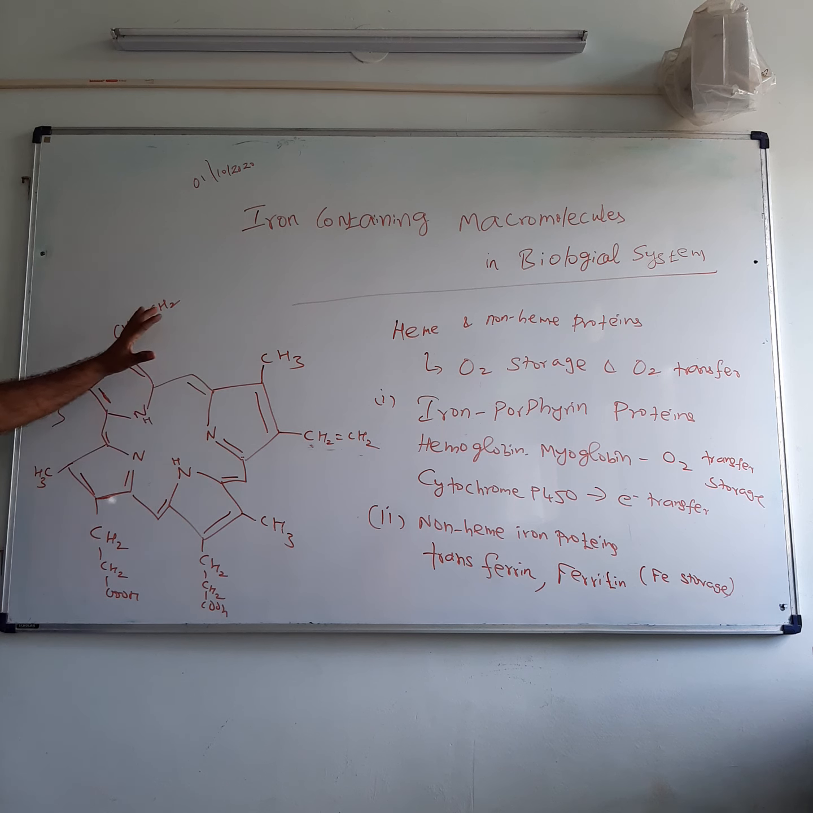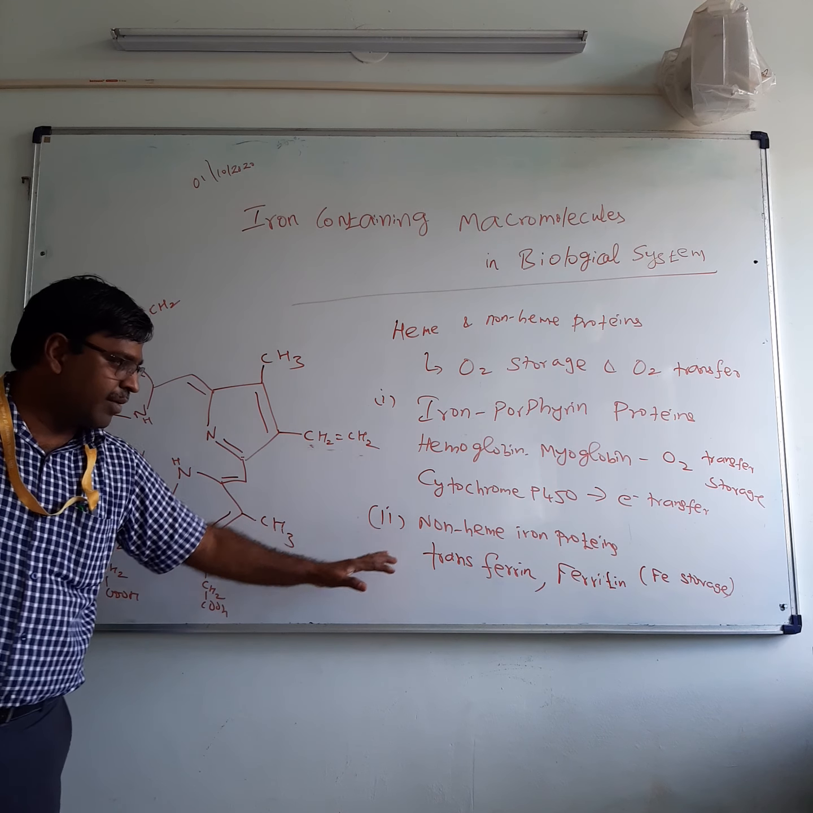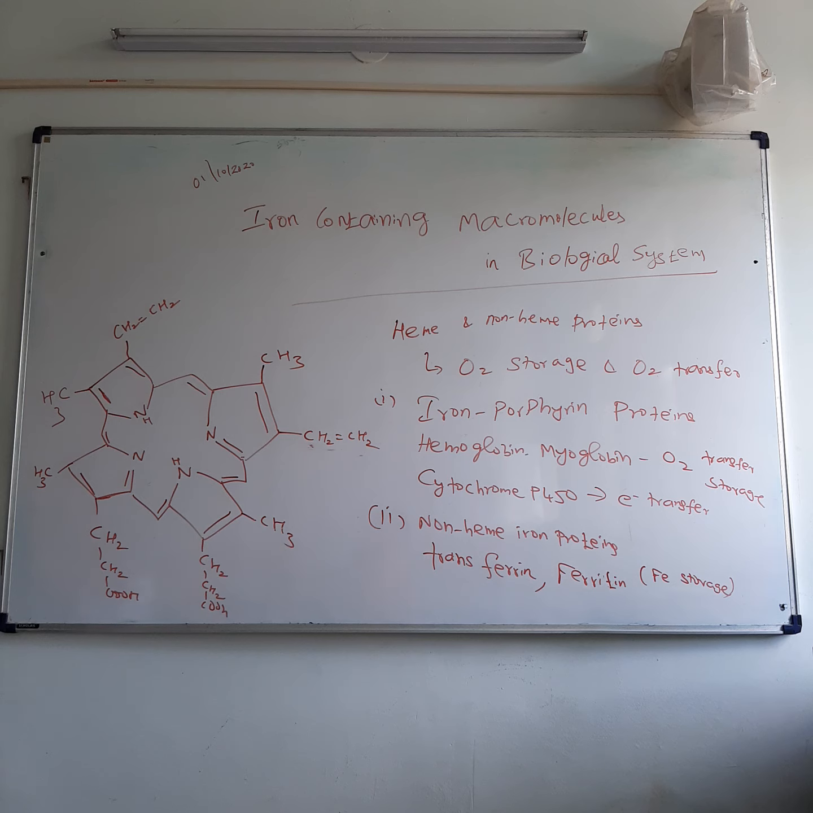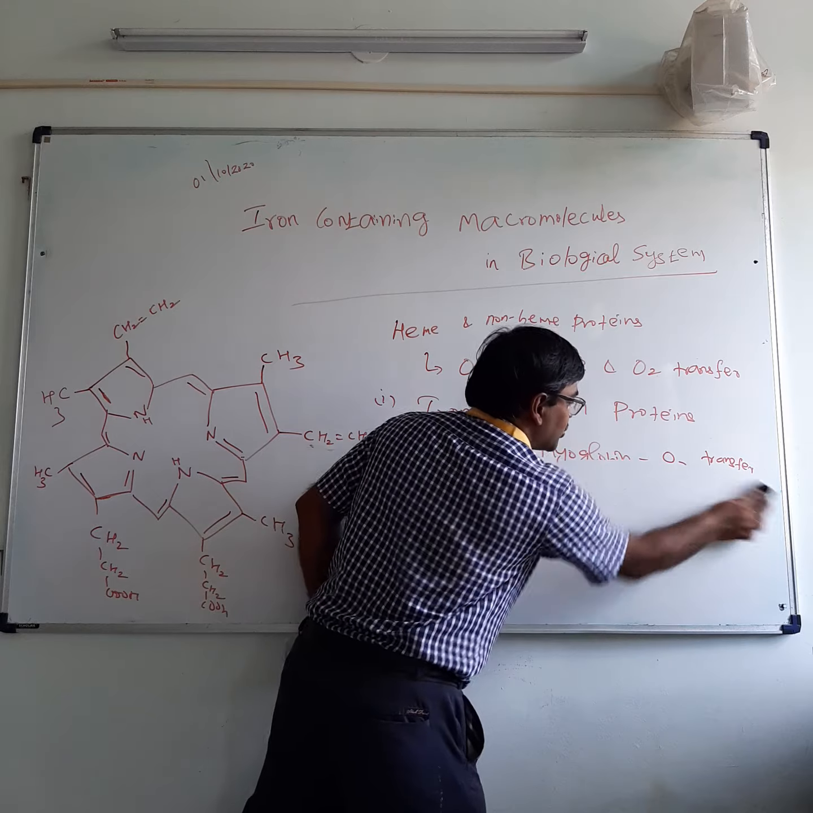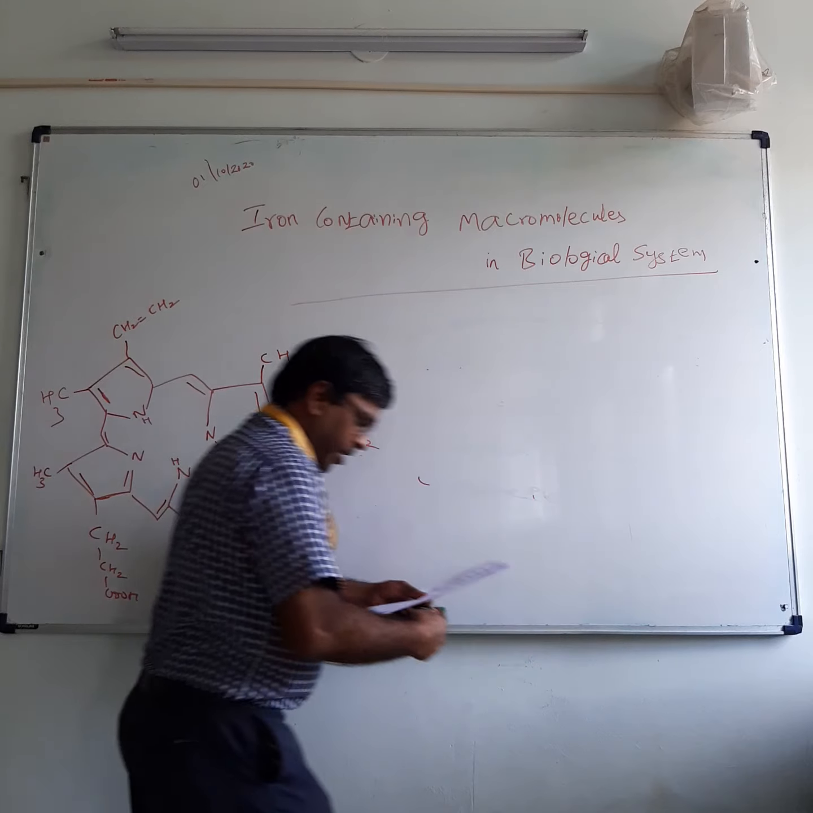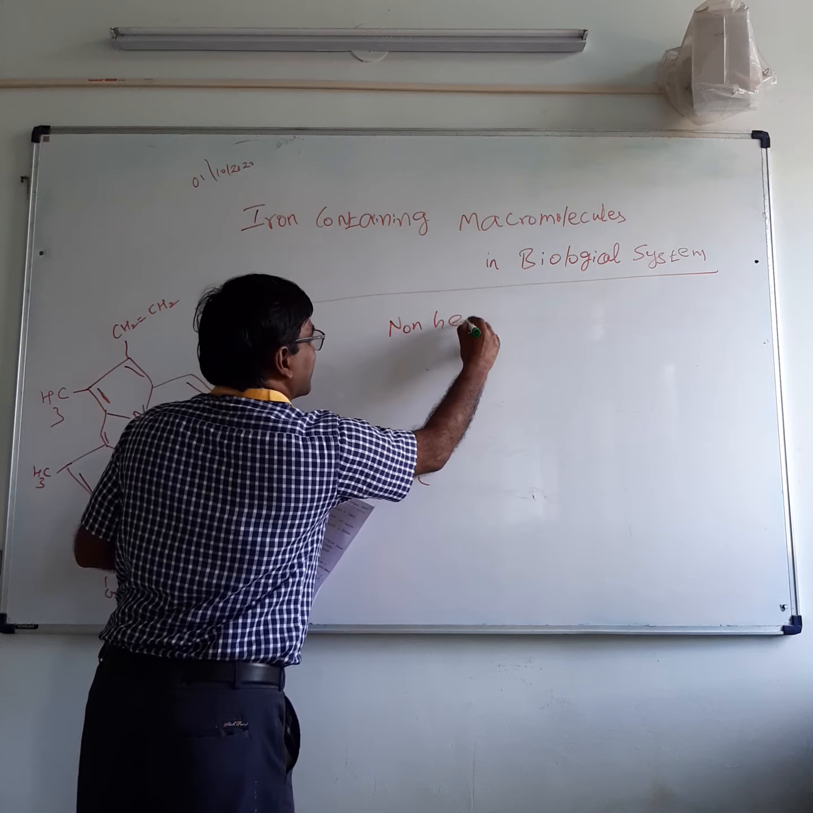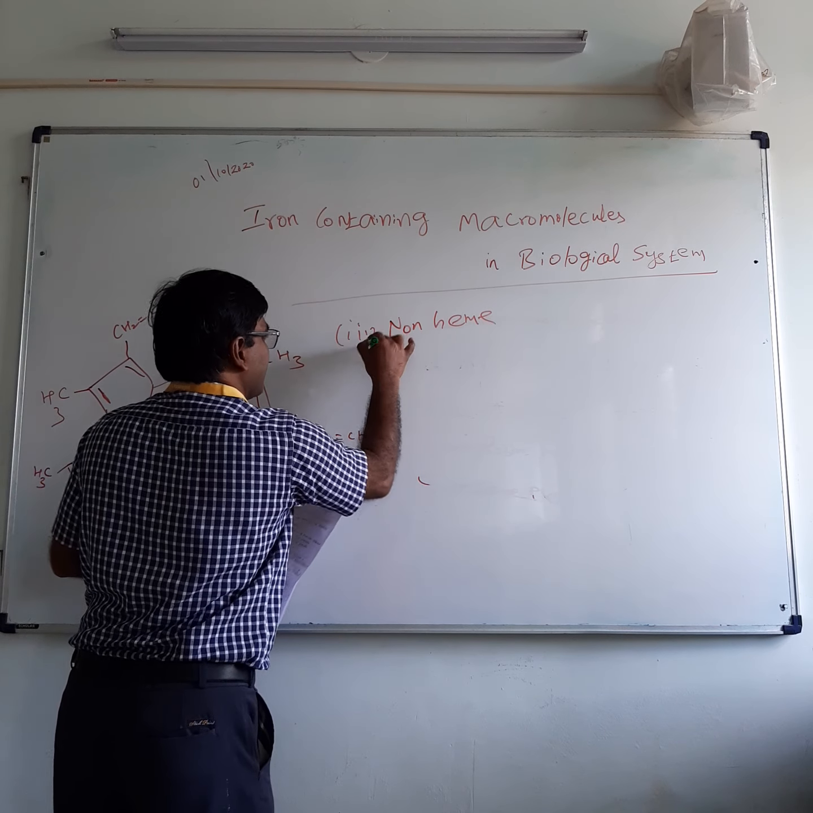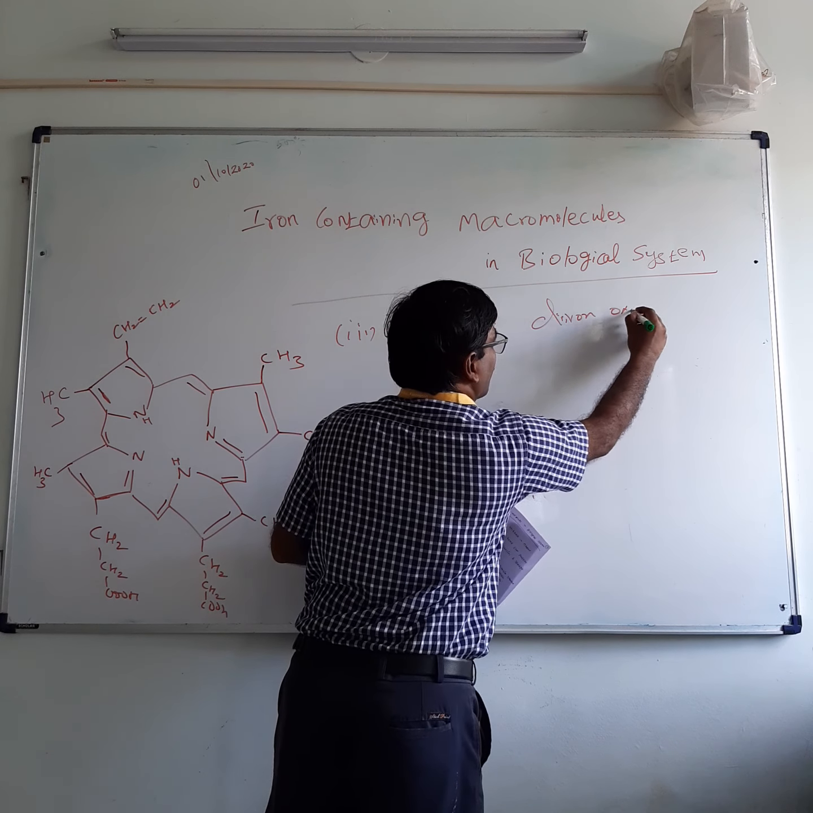Basically, the iron containing macromolecules or iron proteins in biological systems are of 4 types. One is the iron porphyrin proteins, that is hemoglobin and myoglobin, as well as cytochrome P450. The second is the non-heme iron proteins, which are ferritin and transferrin, used for iron storage. The third one is non-heme diiron oxo-bridge proteins.